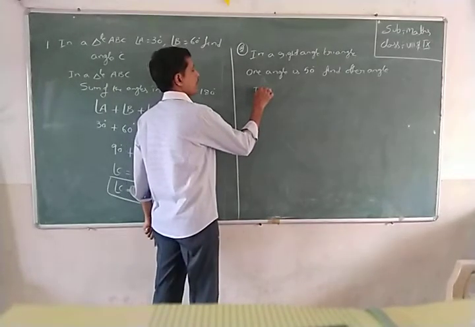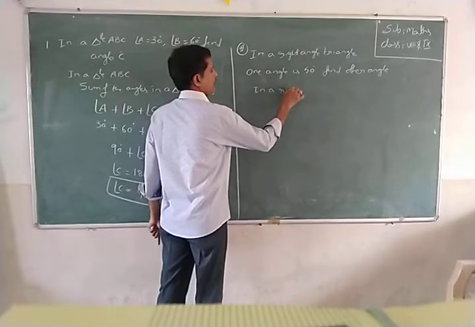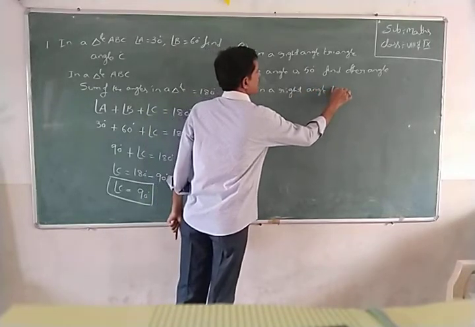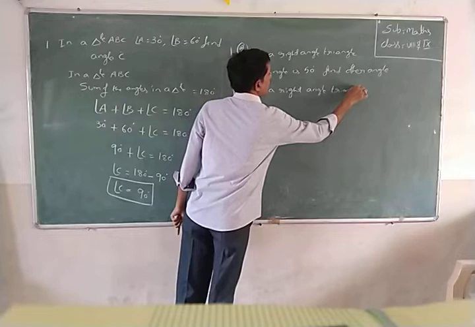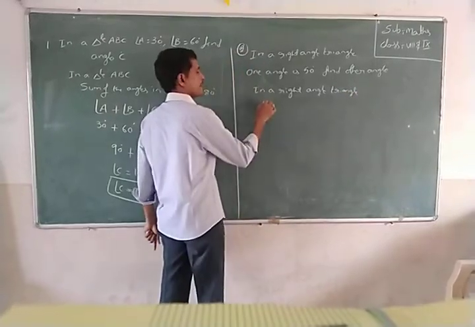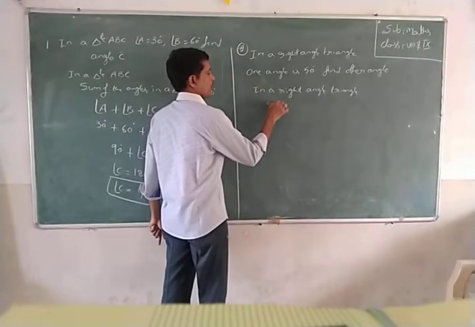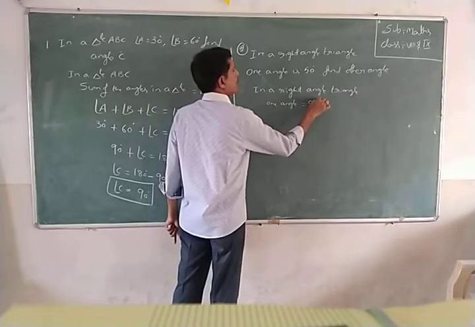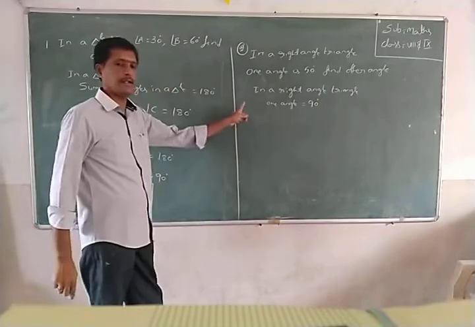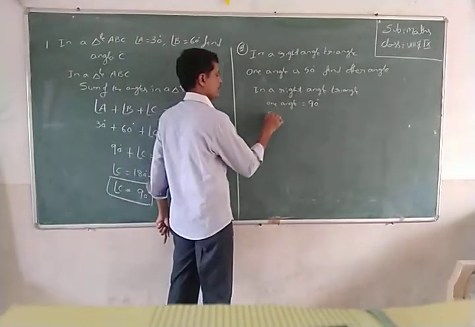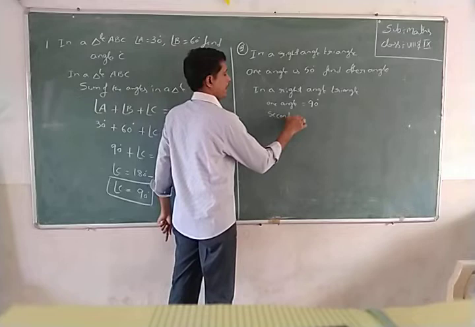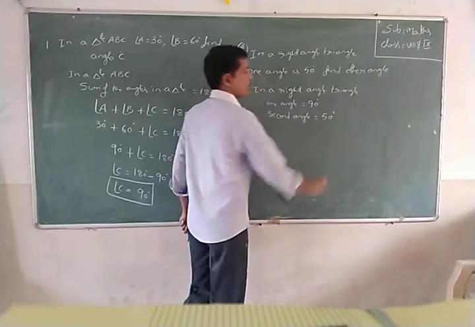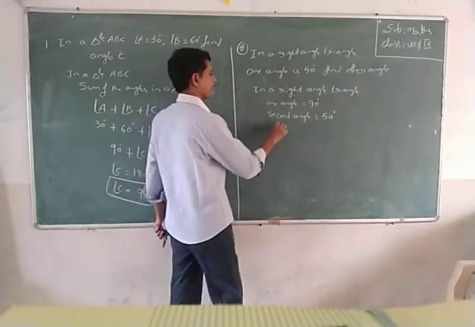Here in a right angle triangle, one angle is 90 degrees, that is the first angle. Next, the second angle is 50 degrees. Find the third angle. Third angle equals question mark.